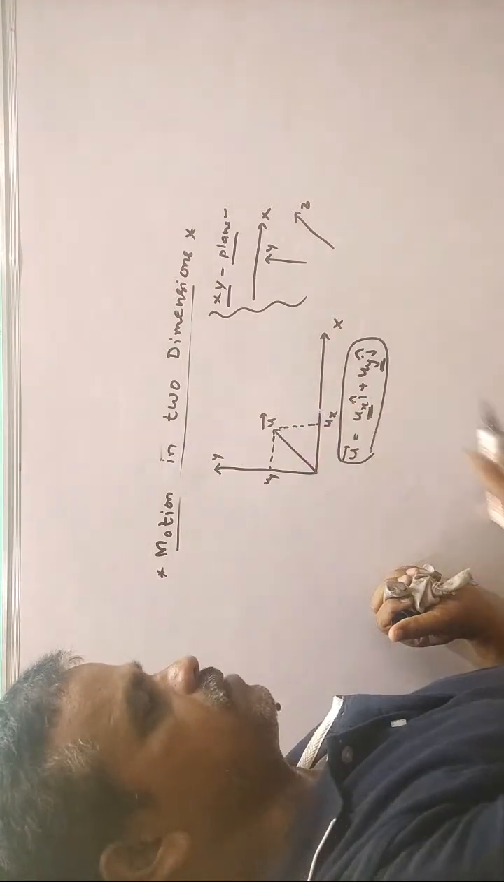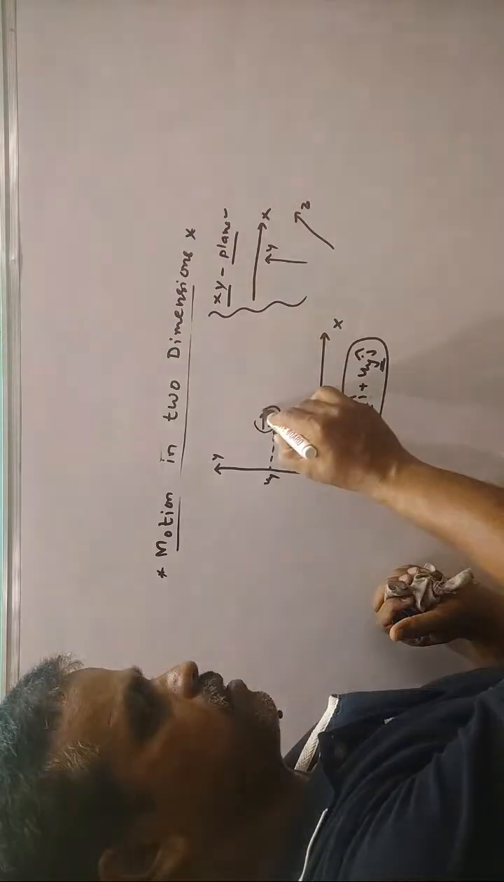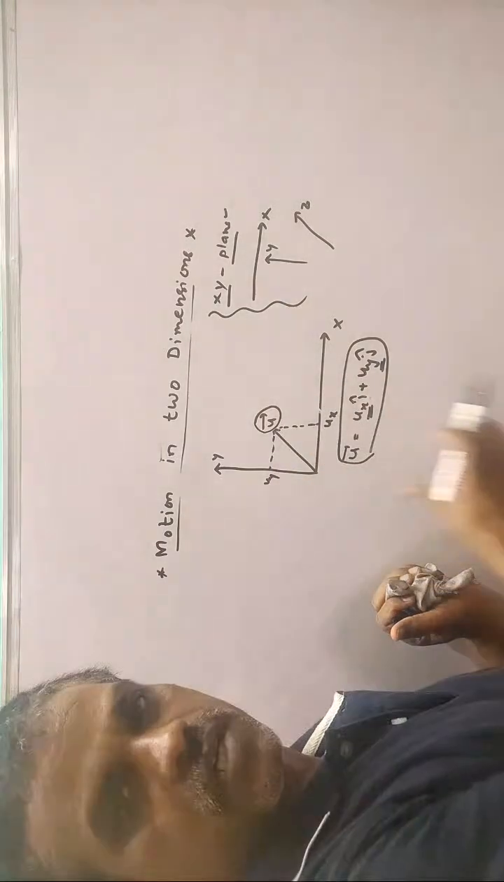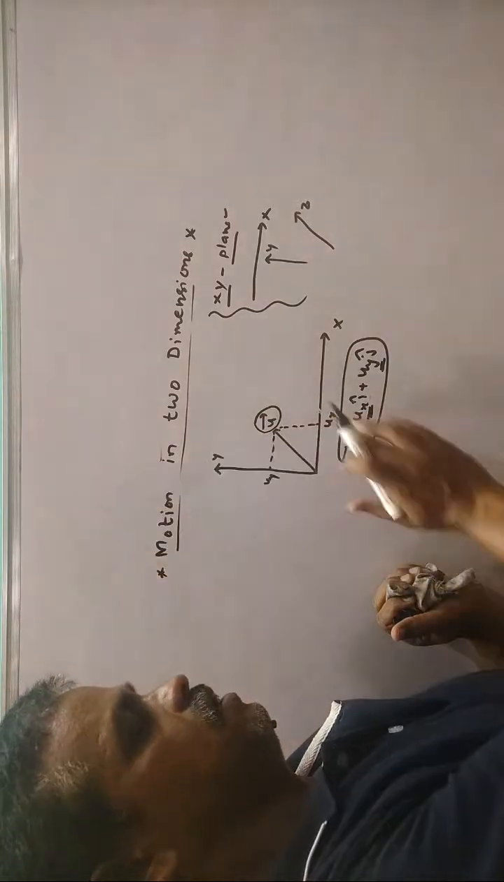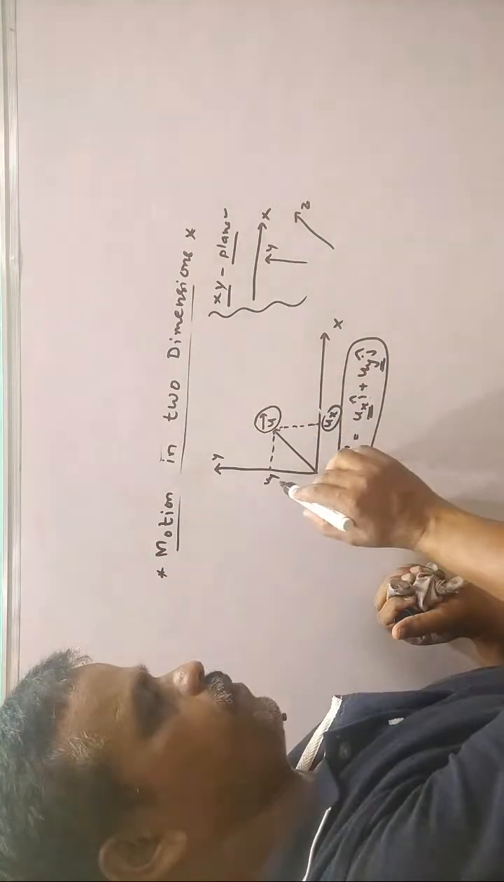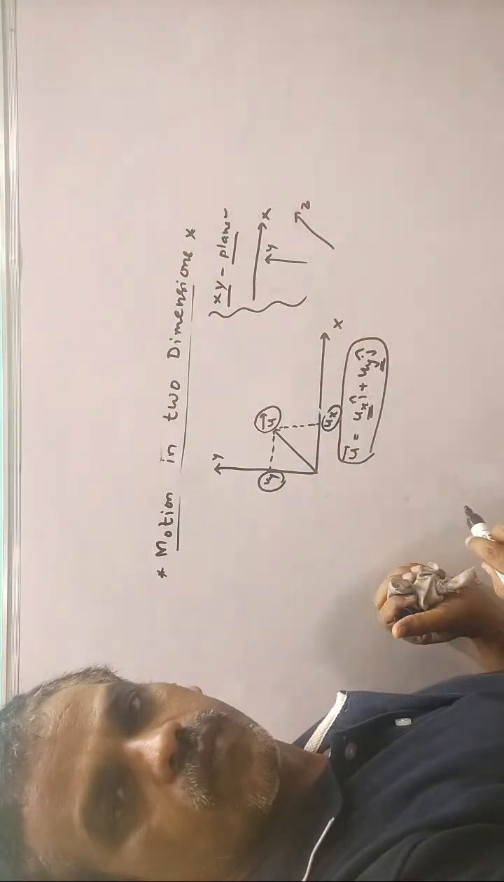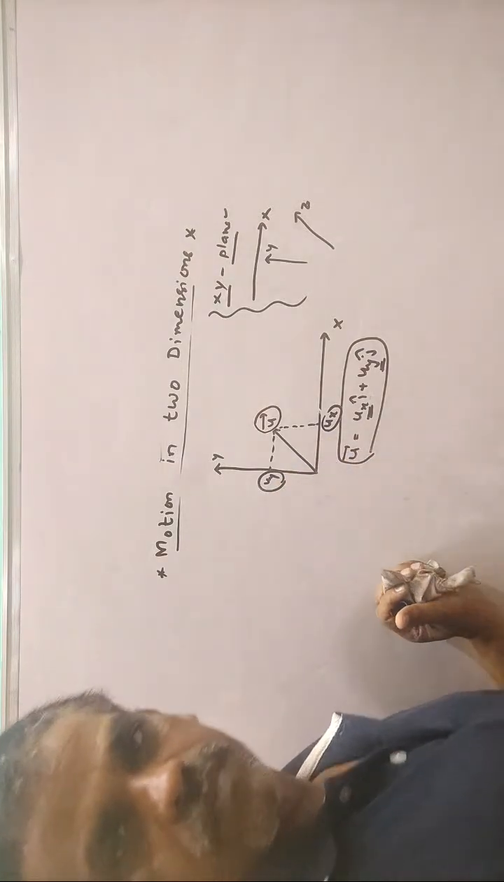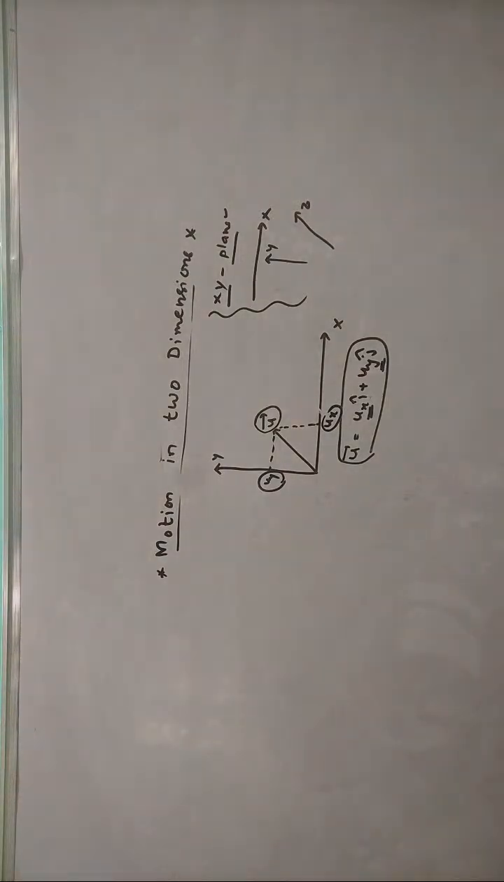See what I did here. The velocity I split into two components. I resolved the vector along x axis and along y axis. Along the x axis the component is ux, along y it is uy. So this is how I resolved it, just copy it.